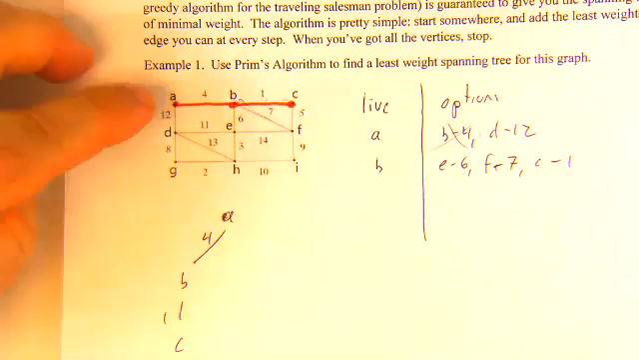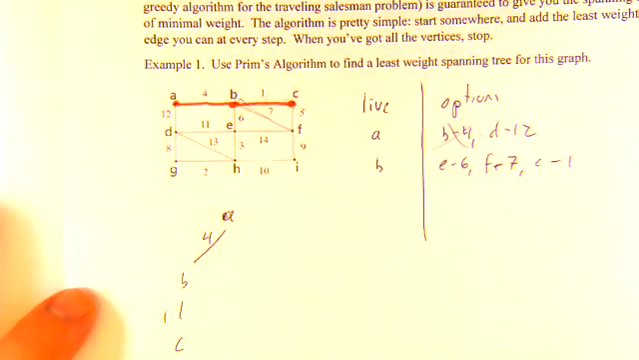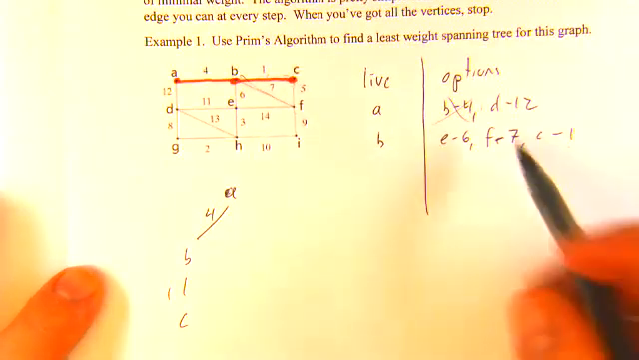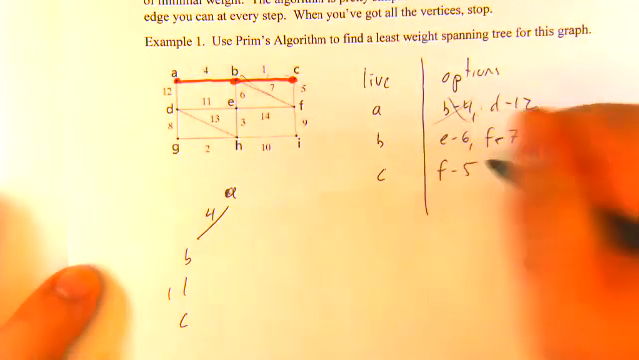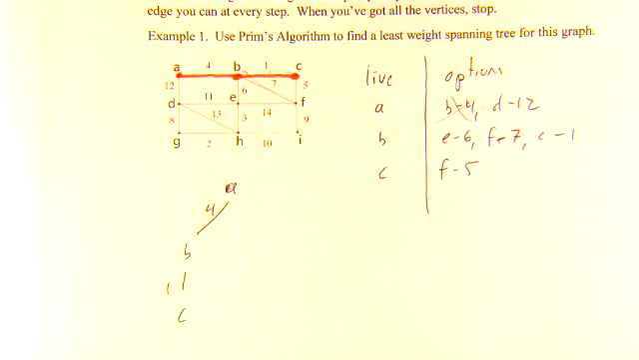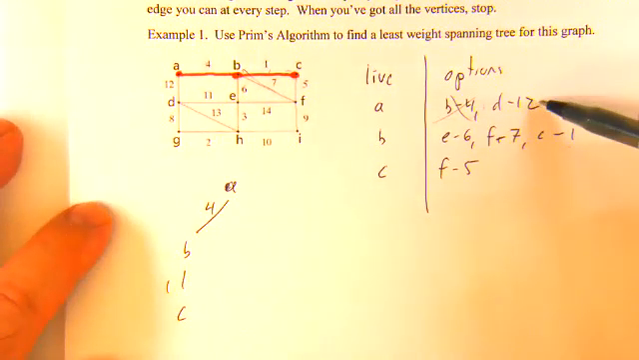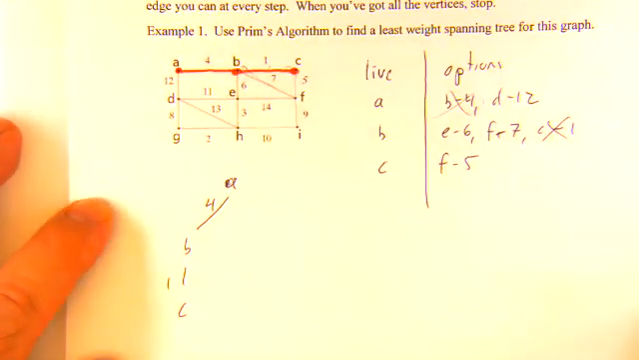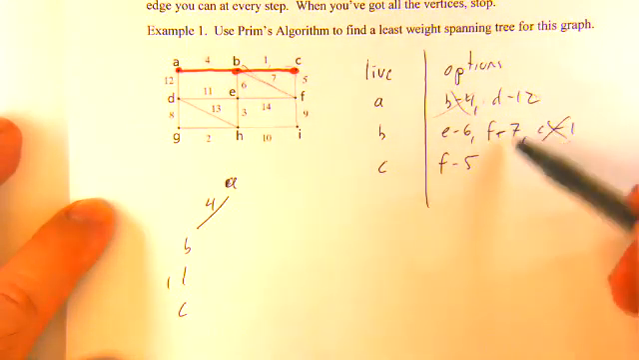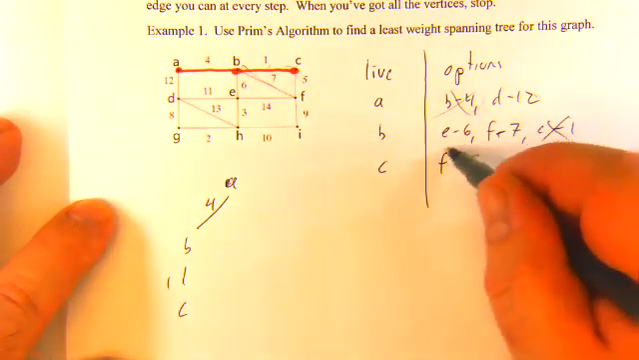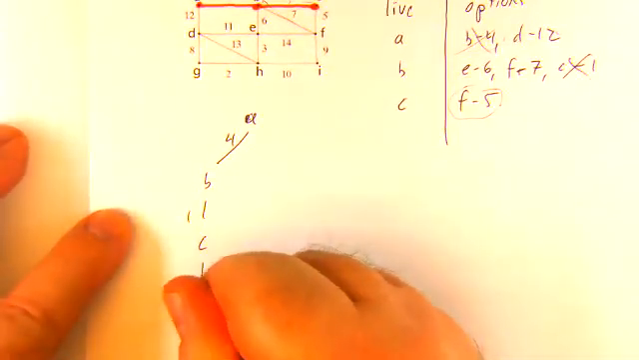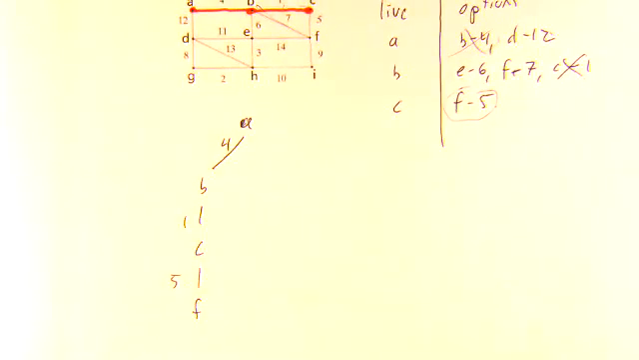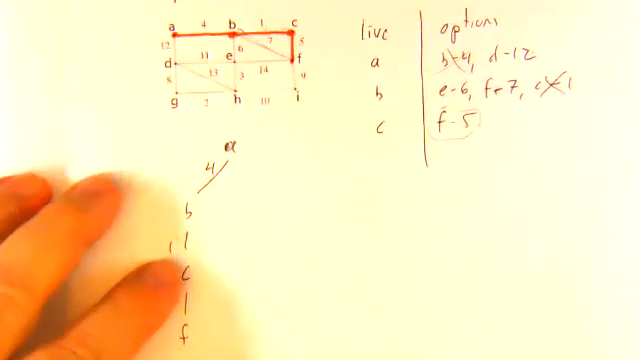So we've done A, we've done B, we've done C. Now C is live because that's the last one we added. From there, we can get to F at a cost of 5. So now we have a bunch of different options. We've got D is 12, E is 6, F is 7, F of 5. This is the cheapest, so we join that one to our tree. We go to F for a weight of 5. So there's our tree building up.